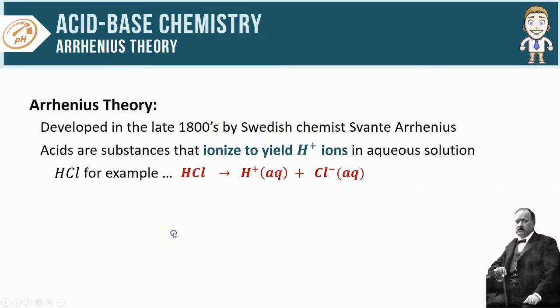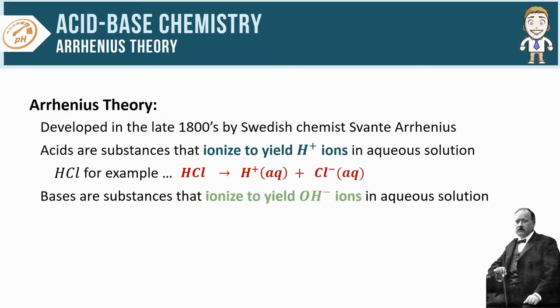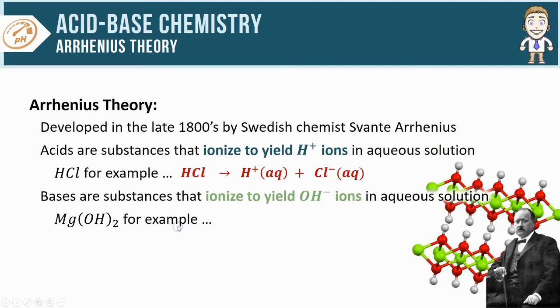Arrhenius also described bases in a similar way. He said that bases are substances that ionize to yield hydroxide ions in aqueous solution. Let's do the same thing and write an equation to show how this works for a substance like magnesium hydroxide, Mg(OH)2. We'll start in a similar way by putting the substance in question on the reactants side of the equation, Mg(OH)2. Next, I'm going to dissociate those hydroxide ions from the rest of the formula here. That's going to give me magnesium separated from the OHs.